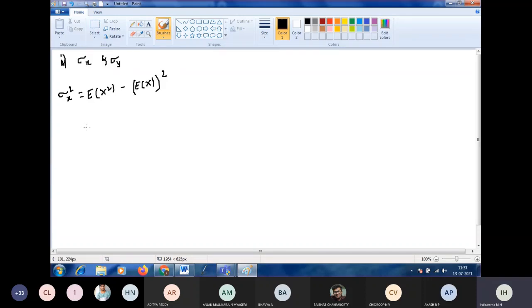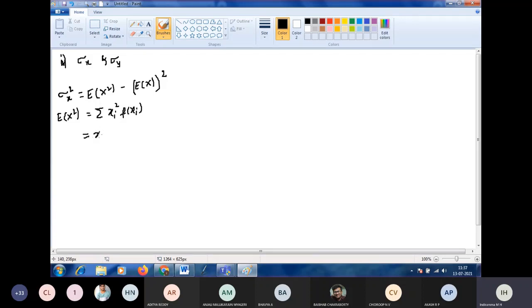Is it correct? So expectation of x square. How to find expectation of x square? Mean of x square? Summation of xi square into f of xi. This is a formula to find expectation of x square.